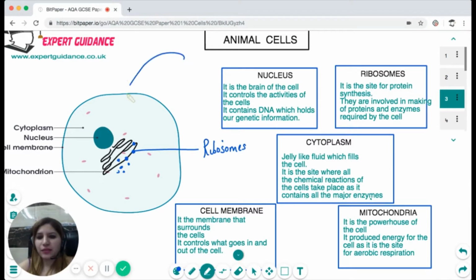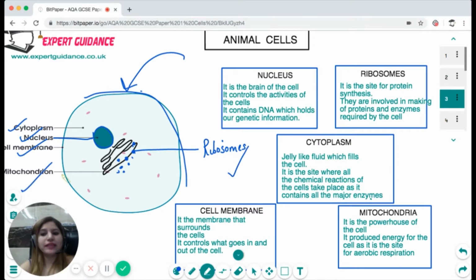The diagram here shows you the animal cell, and you can see there's a round, big nucleus. The jelly-like fluid that fills the cell is the cytoplasm. The outer layer that surrounds the cell is the cell membrane. And then on these structures and freely, you have ribosomes. And then you have these pink structures called the mitochondria.